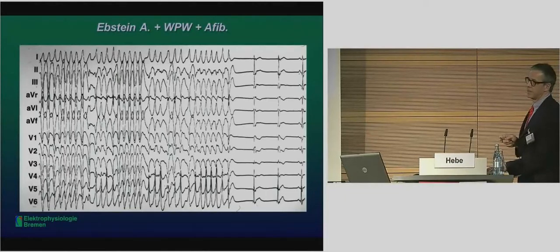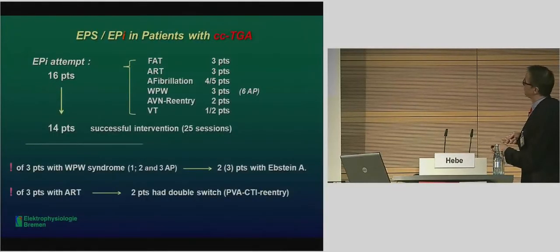Atrial fibrillation in this patient cohort is more likely than in patients with normal hearts, especially when they have Epstein malformation plus multiple accessory pathways. And this is, by chance, a lucky outcome of this situation, but this could end up in ventricular fibrillation and end the life of the patient.